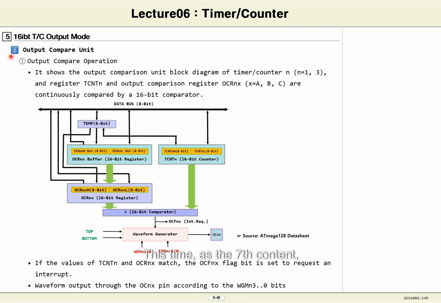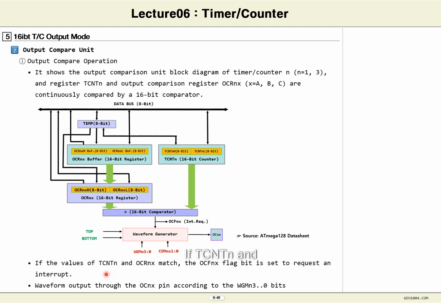This time, as the seventh content, I will explain the output comparison units. It applies to timer counter 1 or 3, as shown in the following picture. The key point of this figure is that the register TCNTn and the output comparison register OCRnX are continuously compared to produce output.